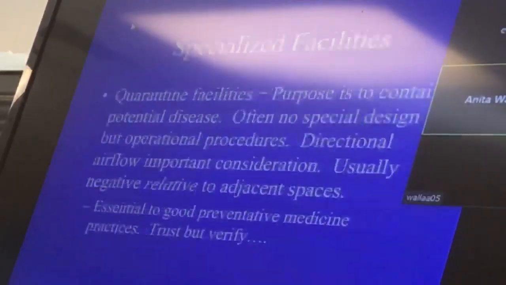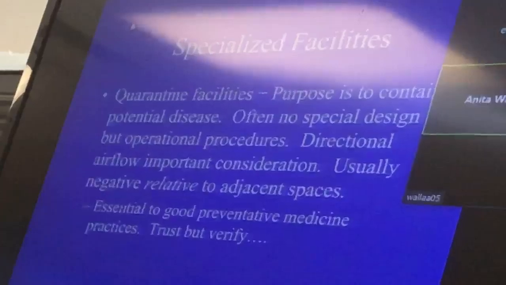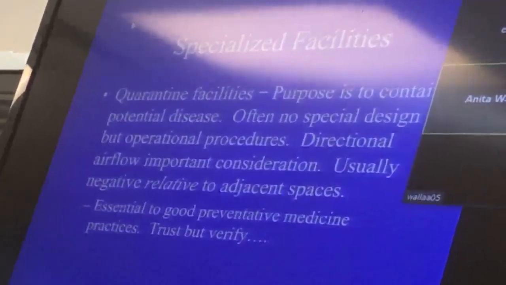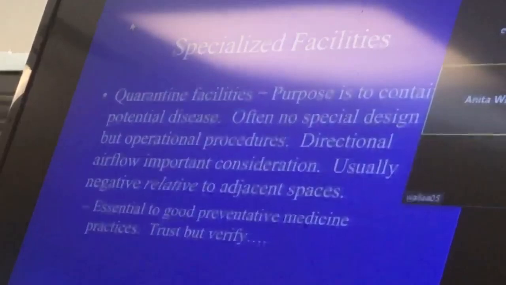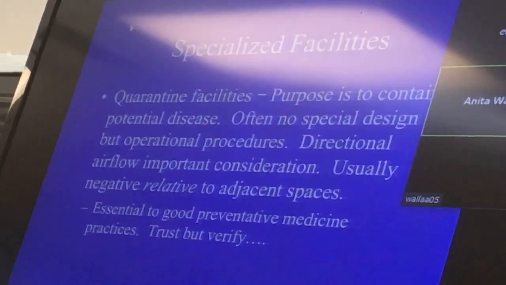We've already talked about quarantine facilities and what they're designed to do, so I'm not going to talk about that anymore, other than to reemphasize that the ability of quarantine facilities to contain or to prevent entry of disease is based upon the relative pressures, positive or relatively negative. And no matter what you're told, you must always trust but verify what the temperature is, what the relative air exchanges are, and the relative pressure of a given space.